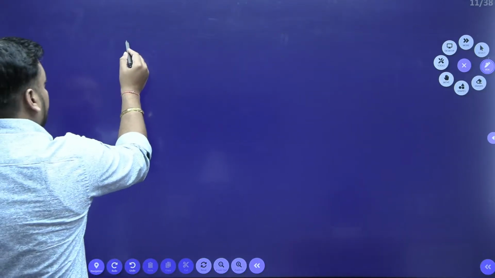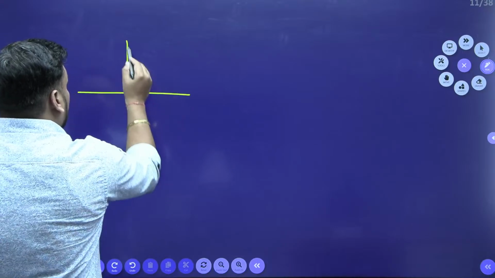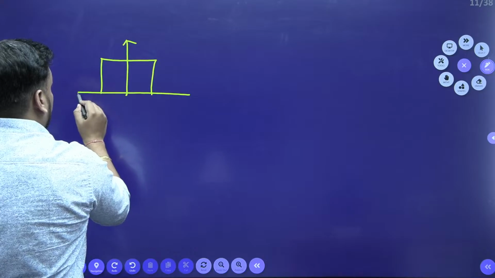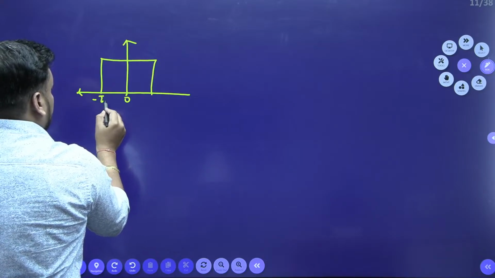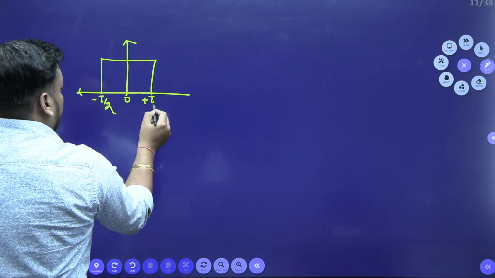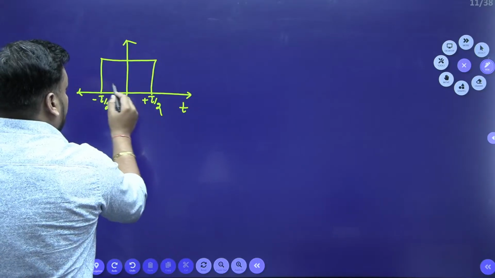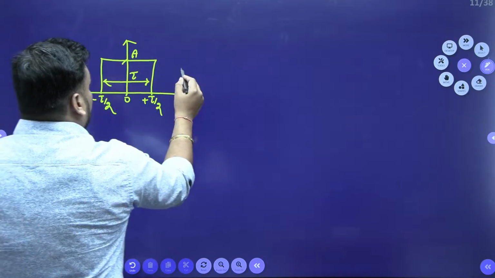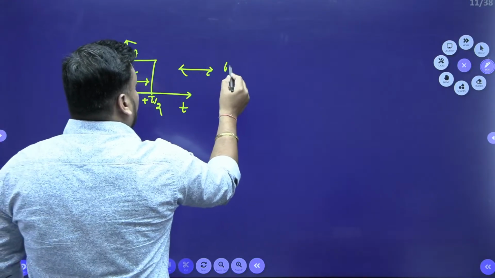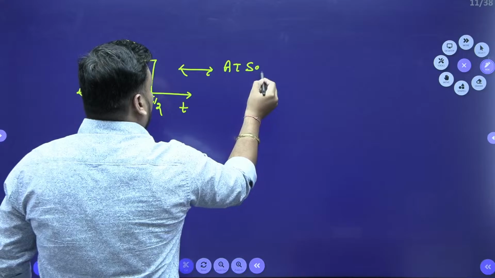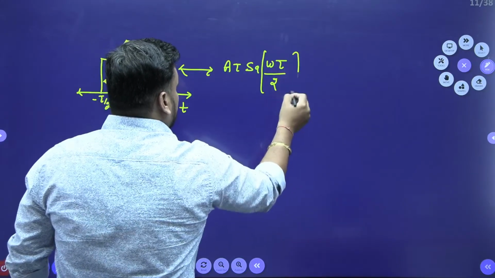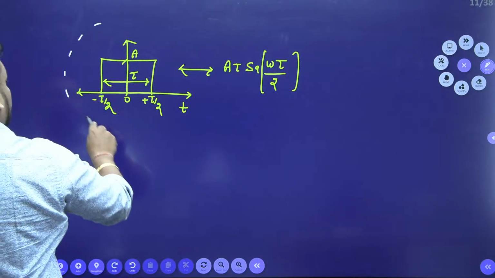You have to make it a box. I am just making a box for you. Going forward, this will become a formula because questions will come from this topic. The examiner can frame many questions from this topic. From minus tau by 2 to plus tau by 2, the width is tau and the amplitude is A. If I take its Fourier transform, I will get A tau sampling of omega tau by 2.